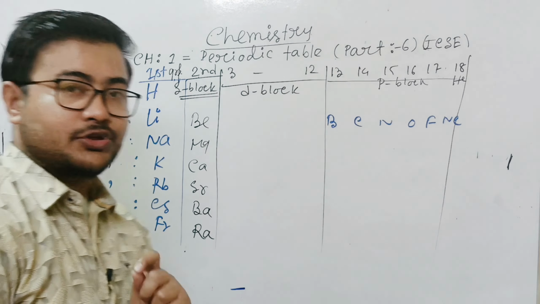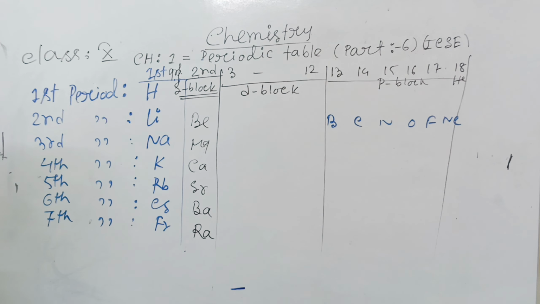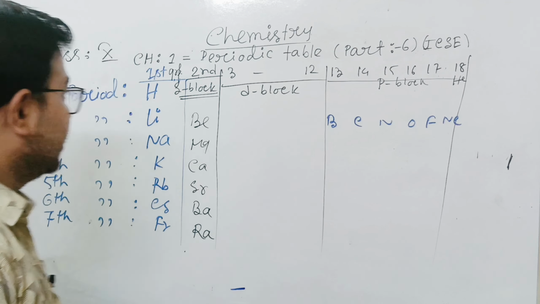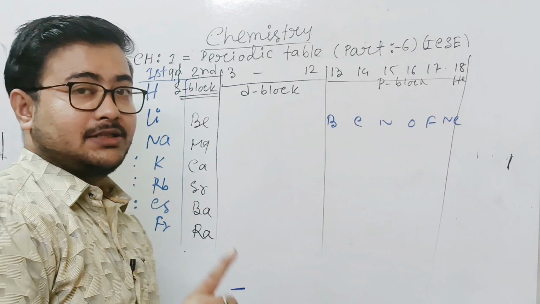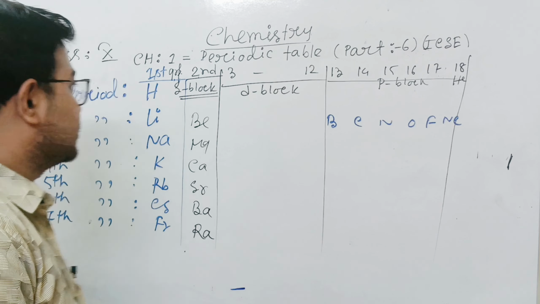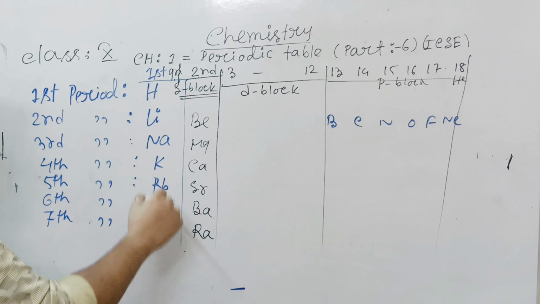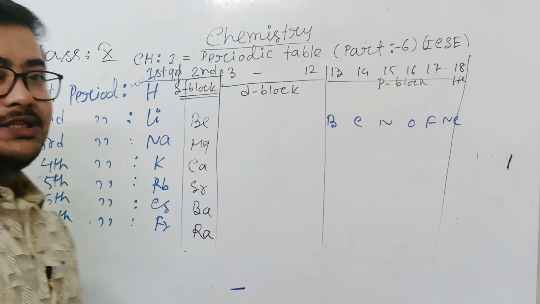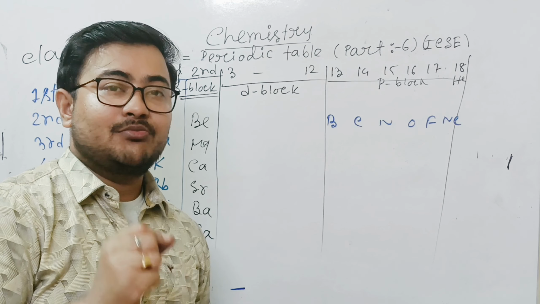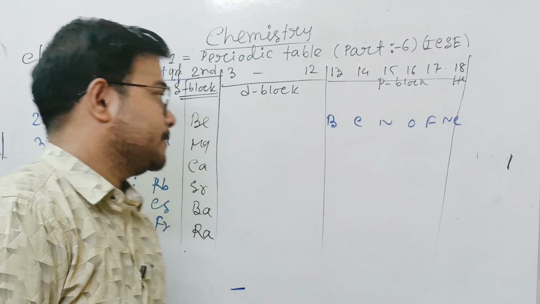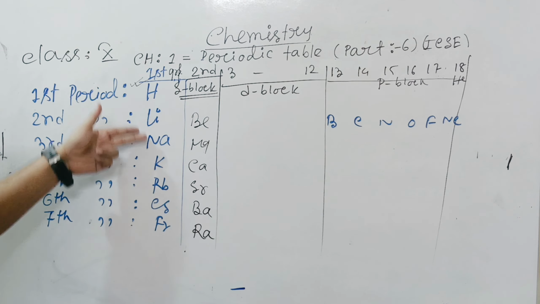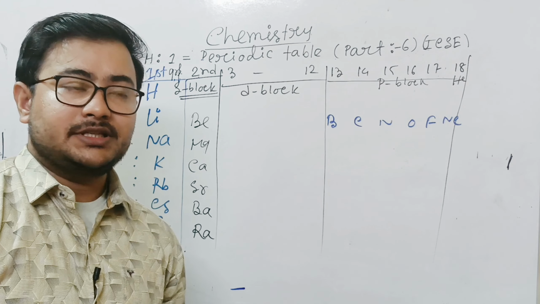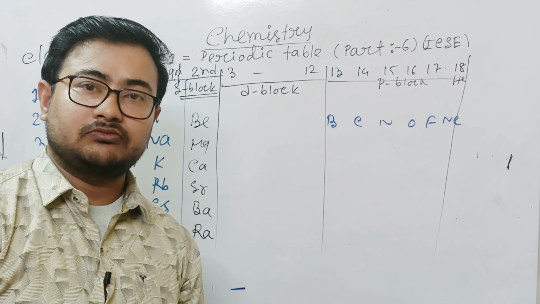Now I have 2 questions. In the last class I discussed the metallic character. So comment the answer of this question in the comment box. As you move downwards in this group, tell me which element has most metallic character. As you move downwards, which one is the most metal? Metal means tendency to lose an electron.